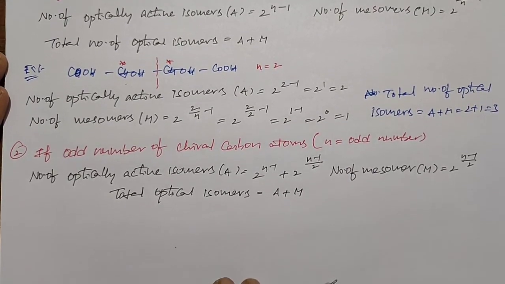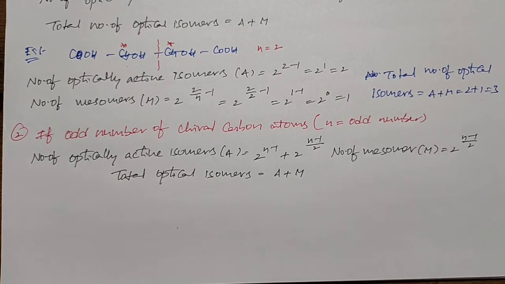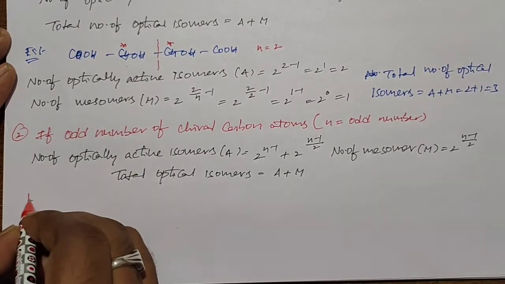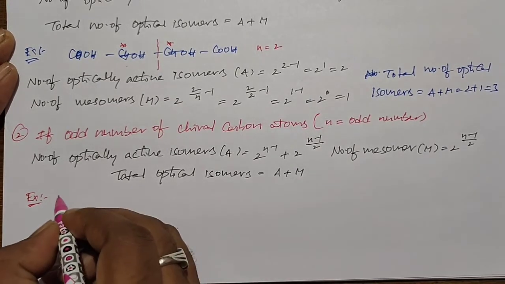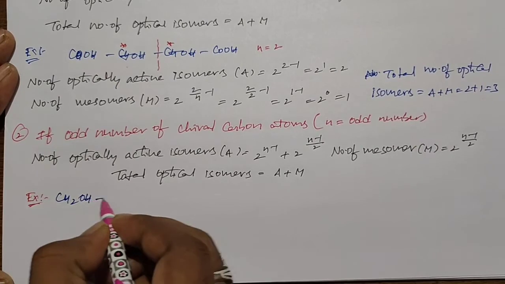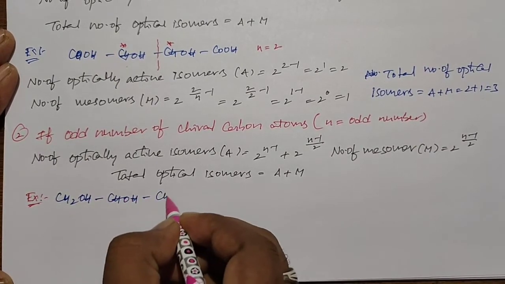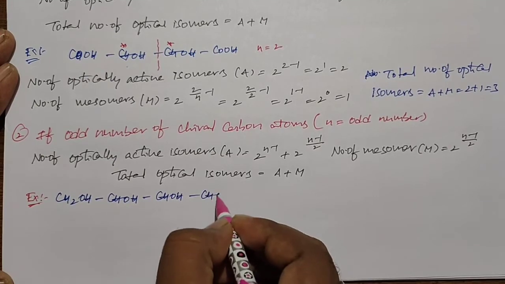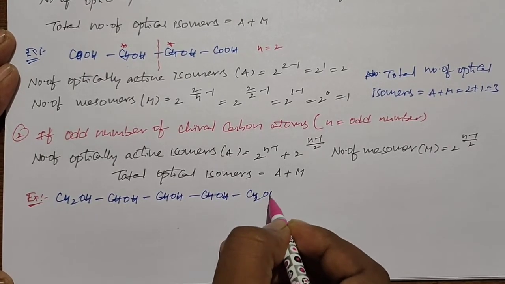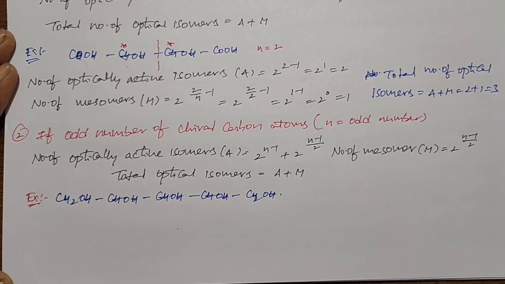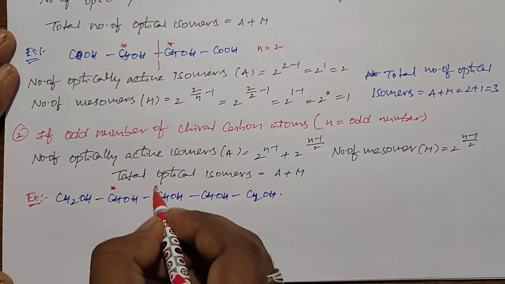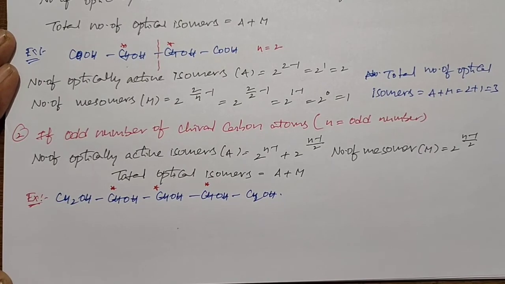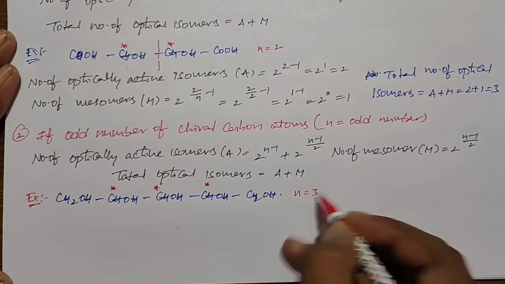For this case, I just take one example, that is CH2OH, CHOH, CHOH, CHOH and CH2OH. Here both ends are the same, so it shows a symmetrical nature and it consists of 3 chiral carbon atoms. So here n is equal to 3 and it is an odd number.